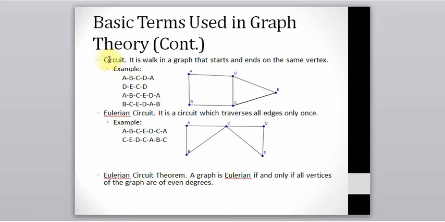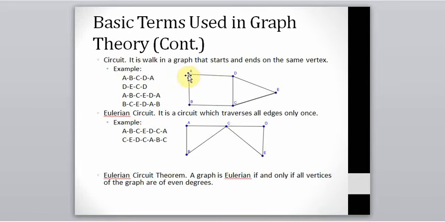Next is circuit. A circuit is a walk, so that means a movement from one vertex to other vertices, but it must start and end on the same vertex. So if you start with vertex A, you also have to end with vertex A. Example, A, B, C, D, and A: from A to B to C to D back to A.